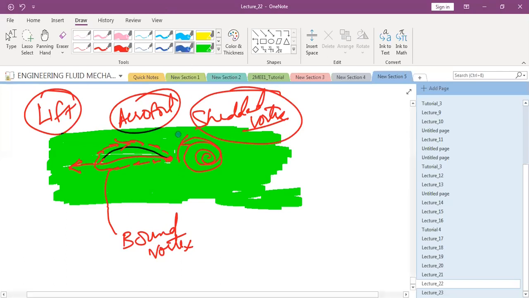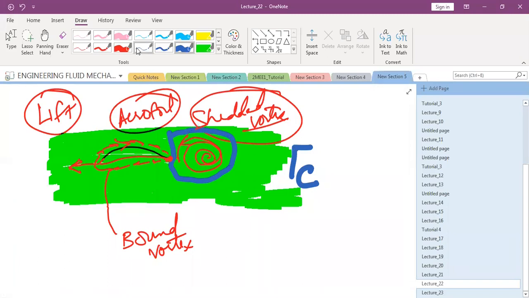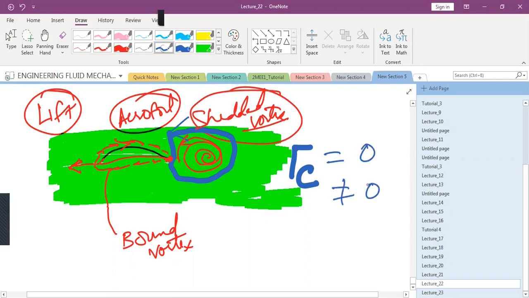Now, if I have a loop that is enclosing this shed vortex, what will be the value of circulation about this loop? Will this be zero or non-zero? Circulation about any loop enclosing this shed vortex. Which will be correct?